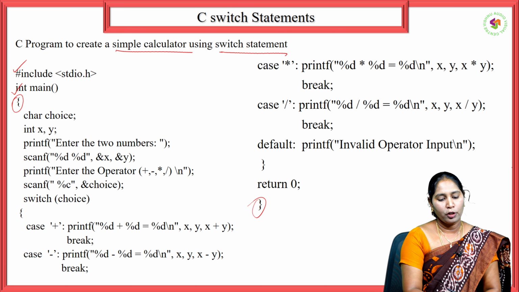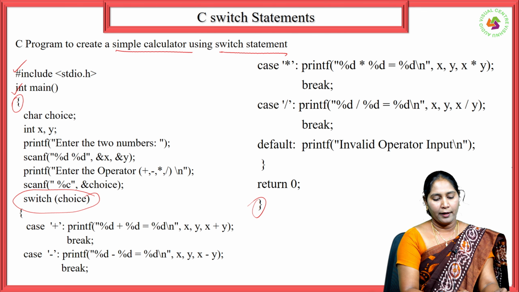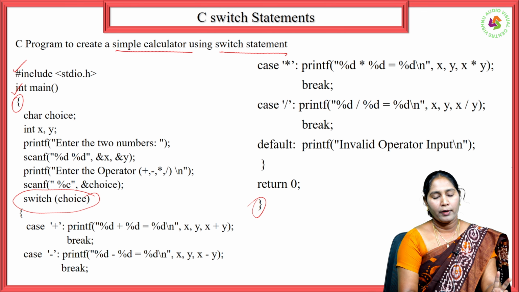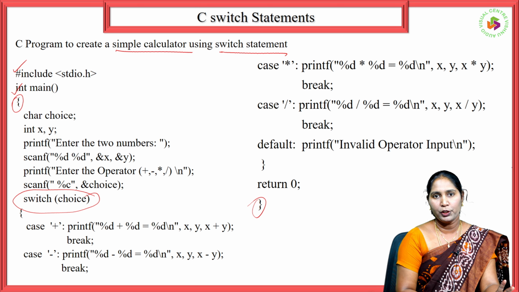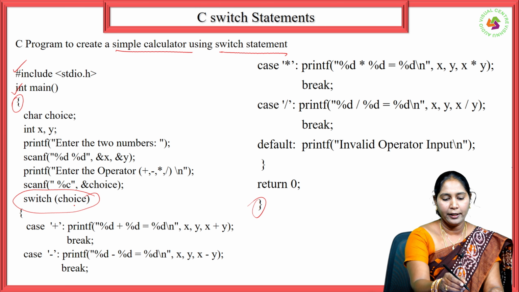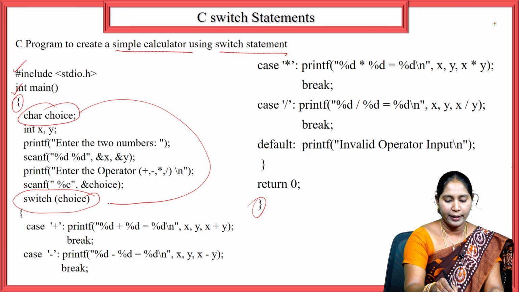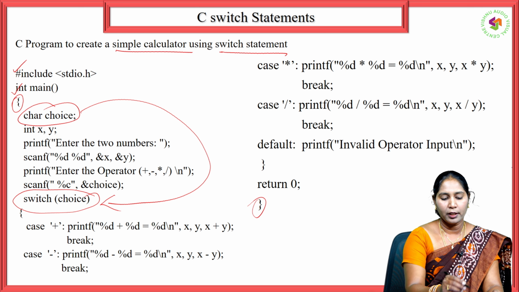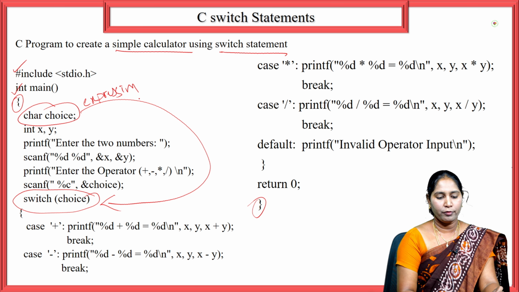As you all know, our switch expression should be of type either int or char. I am writing a program for performing calculations, only the arithmetic operations: addition, subtraction, multiplication and division. So I need to specify what kind of operation I want to perform. Here I have declared a variable known as choice of type char. The same operand I am using in the switch. Instead of choice, I can also use an expression, and then that expression will be executed.